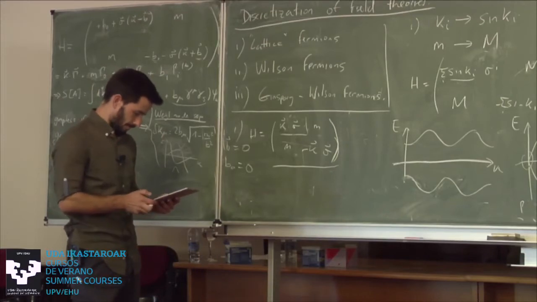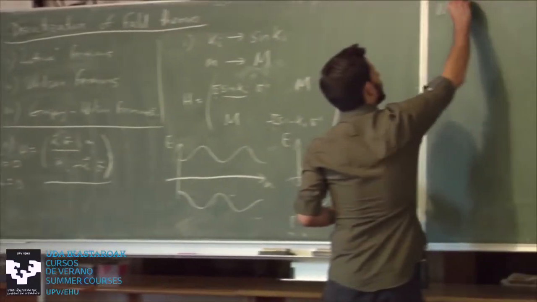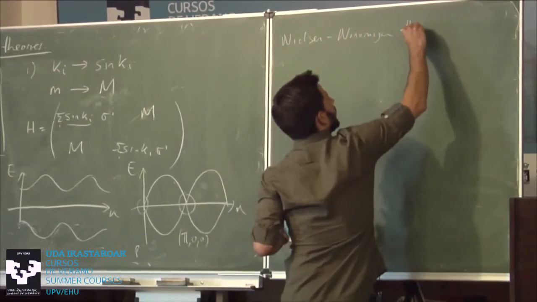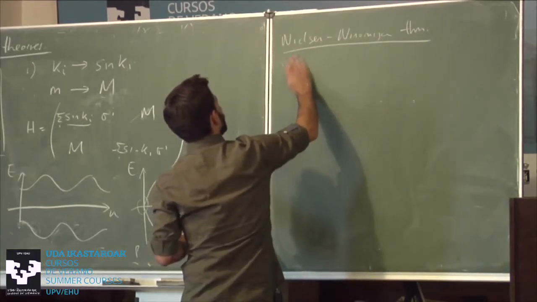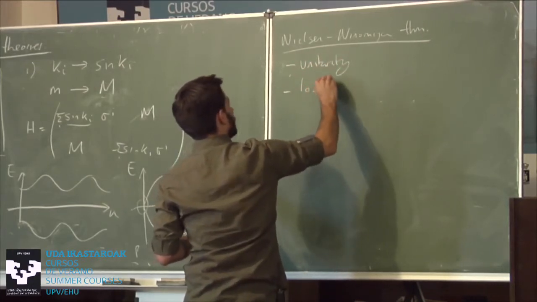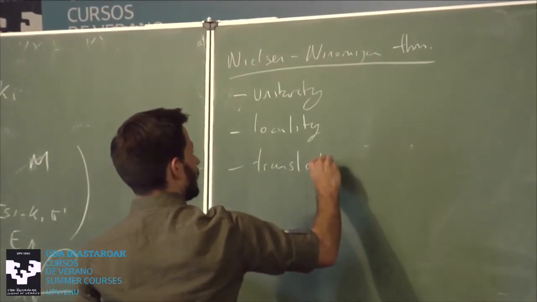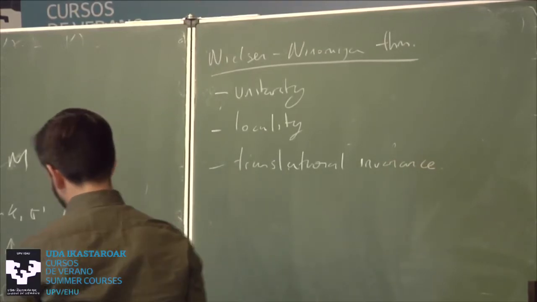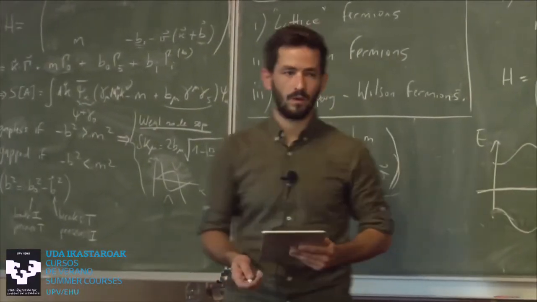So in fact, what Nielsen and Ninomiya proved, this is a theorem, is that under assumptions of unitarity, locality, and translational invariance, I will always have doublers unless I break chiral symmetry. Okay?